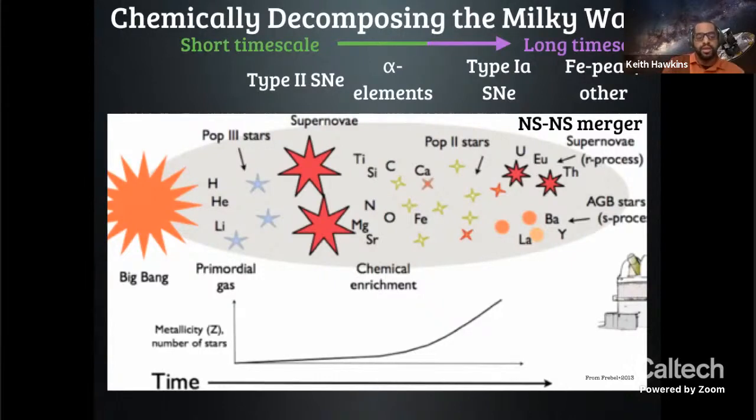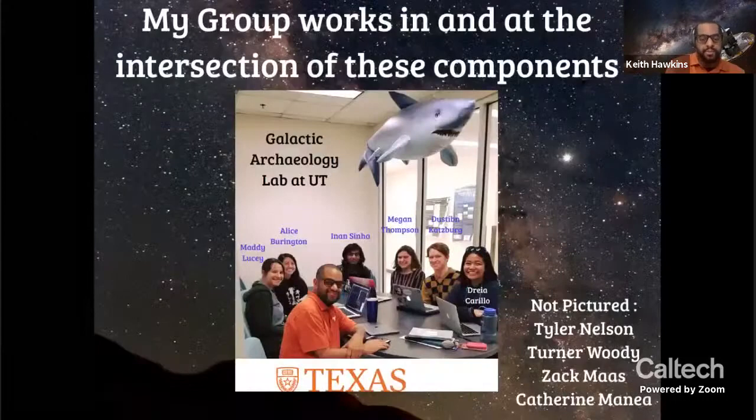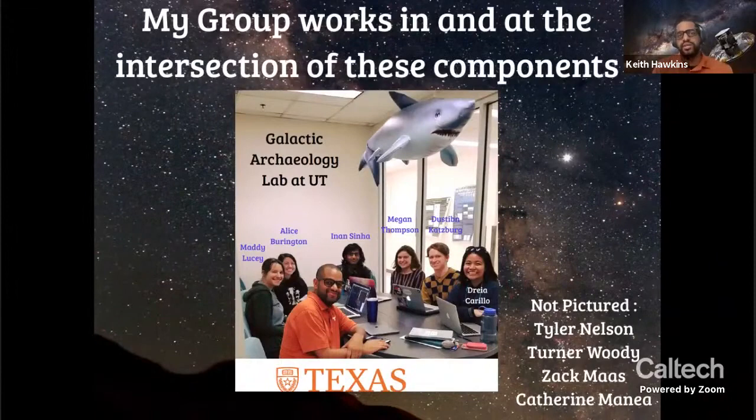And one of the great things is that I've been able to build a group here at UT that works at the intersection of these various components. This is just a sampling of my group members just before COVID, or maybe a couple of months before COVID hit, in the so-called shark tank at UT. It's often called the shark tank because it has glass walls, but the grad students decided to put a shark in there because, why not? So this is my group.